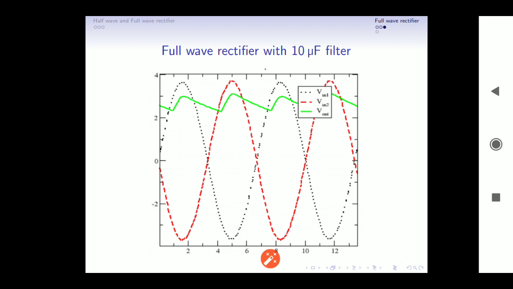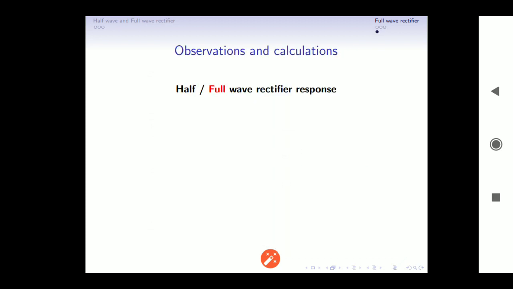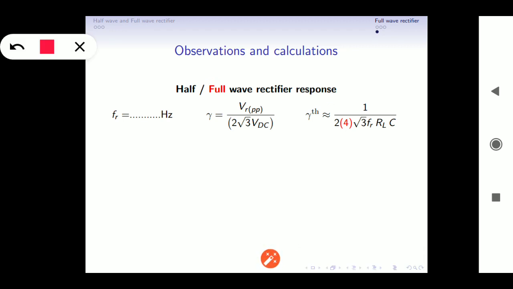For all the cases, you have to measure many quantities, both for the half wave rectifier and the full wave rectifier. These are the things that you should notice. For the half wave rectifier, it will be just 1 by 2 times root 3 f of r RLC. For the full wave rectifier, instead of 2, there will be 4.